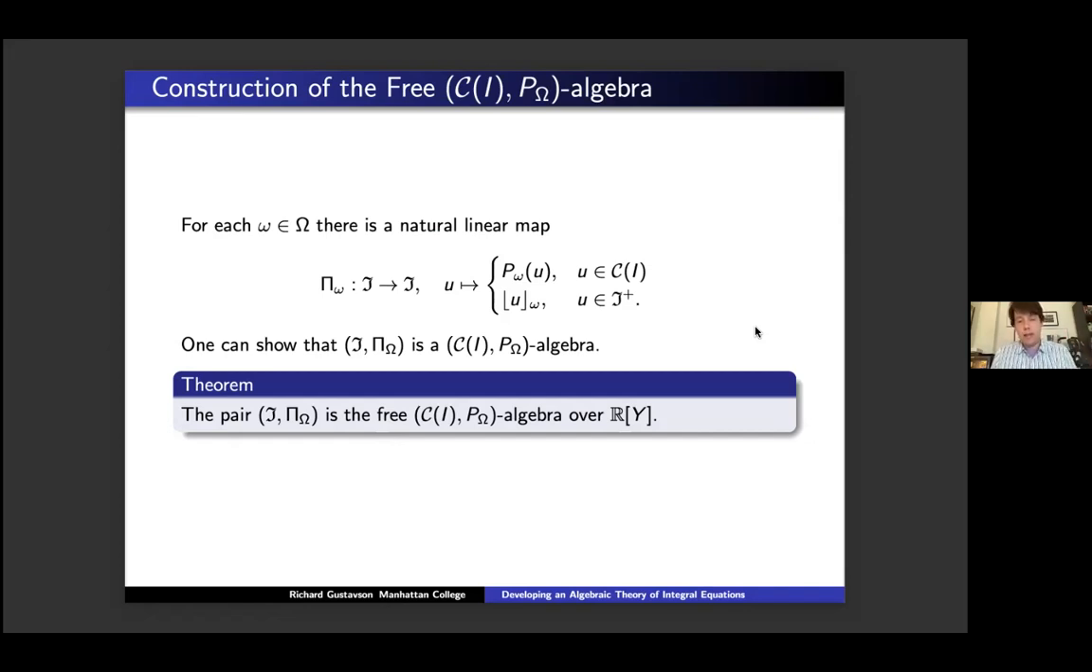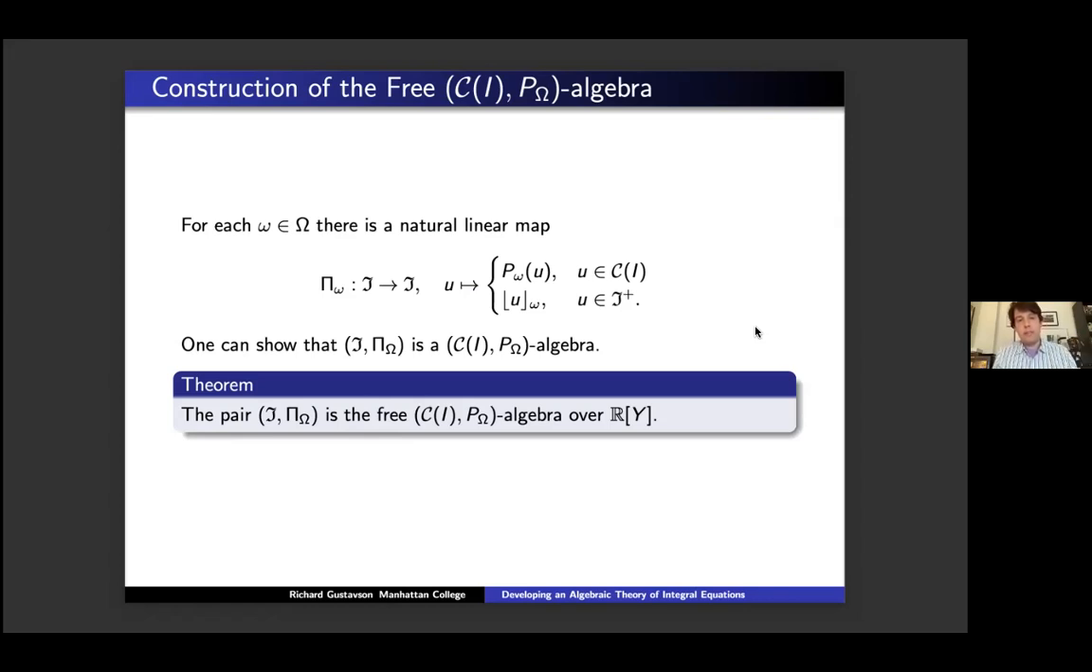And if it's an I plus, then we define it to be bracket omega of U. And so here we see that the bracket is our way of generalizing, of extending the integral operators, right? So the omega bracket of something is basically take the omega integral of that variable function that we have. That's what U is. And it's possible to show that this I, together with the pi omegas, is a relative operated algebra. And it turns out, after a lot of work, that this is the free relative operated algebra over R of Y.